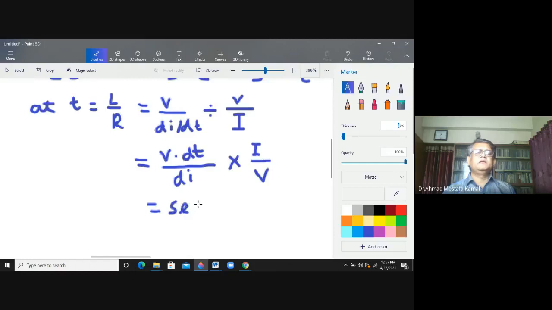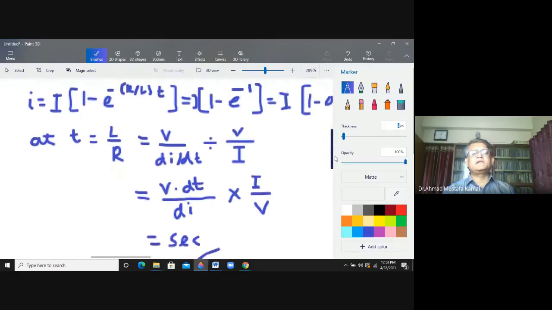This is ampere, di ampere, I ampere, V volt, so volt will be cancelled, ampere will be cancelled, and you will have only dt. Time has the unit of second. So L by R equals time, since it is giving second like RC, therefore it is a time. So you can decide, therefore we call it this time.